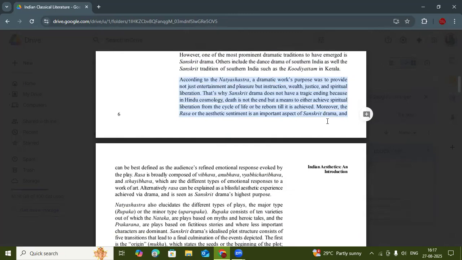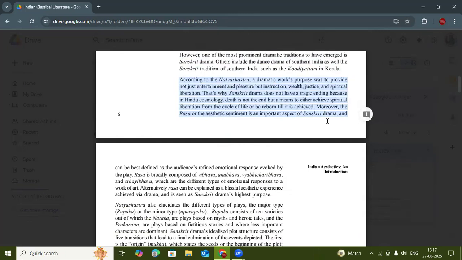But the Natya Shastra very clearly says that a dramatic work's purpose was to provide not just entertainment. A drama is not just for entertaining people. A drama has to be performed for the purpose of instruction, wealth, justice, and spiritual liberation. All these things should be there in a drama. So according to the Natya Shastra, a dramatic work's purpose was to provide not just entertainment and pleasure, but instruction, wealth, justice, and spiritual liberation.